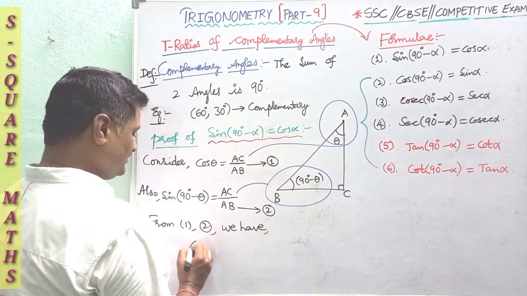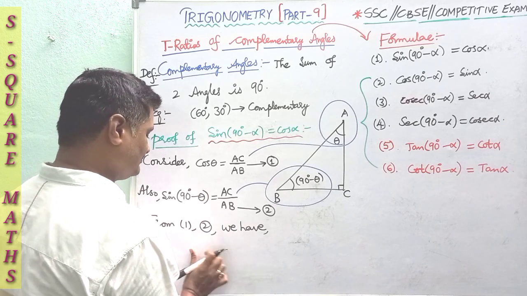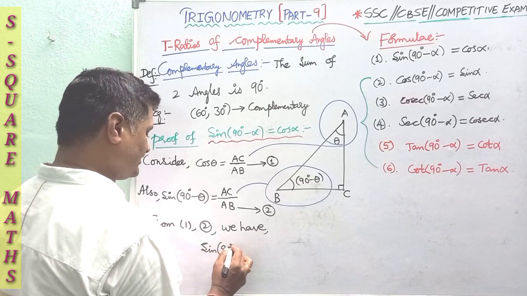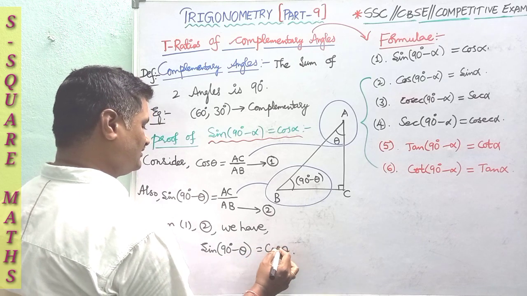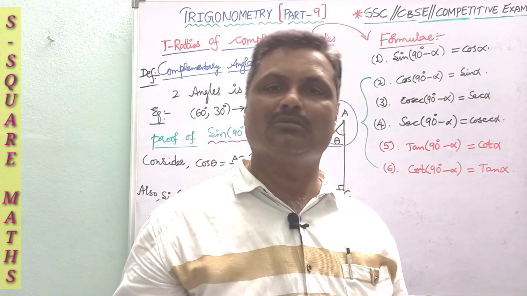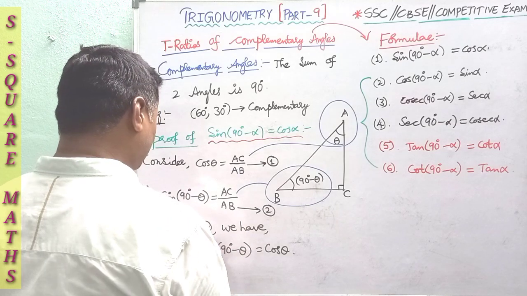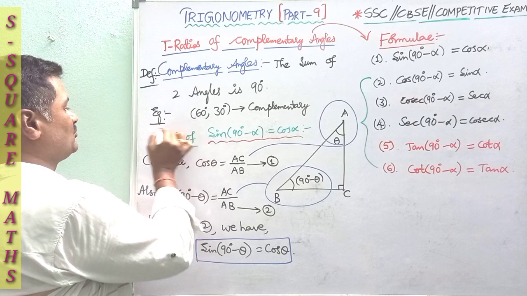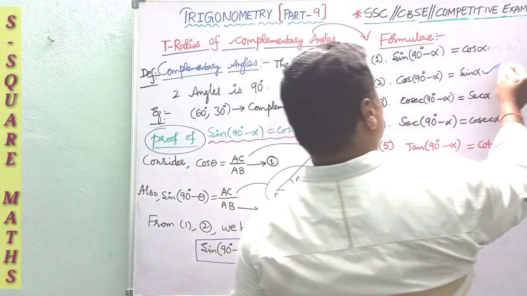Nothing but cos theta is equal to sine of 90 degrees minus theta is equal to cos theta, where theta and 90 minus theta are acute in nature and they are complementary angles. Okay, so in this way the proof has been done. This is a proof for this. So the remaining part you can do very easily.